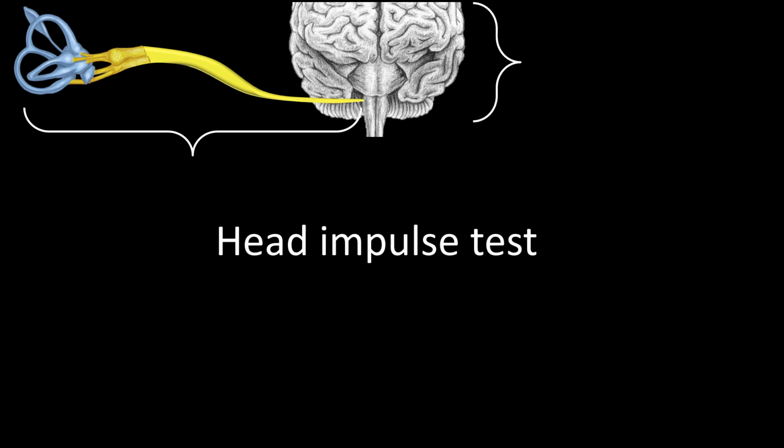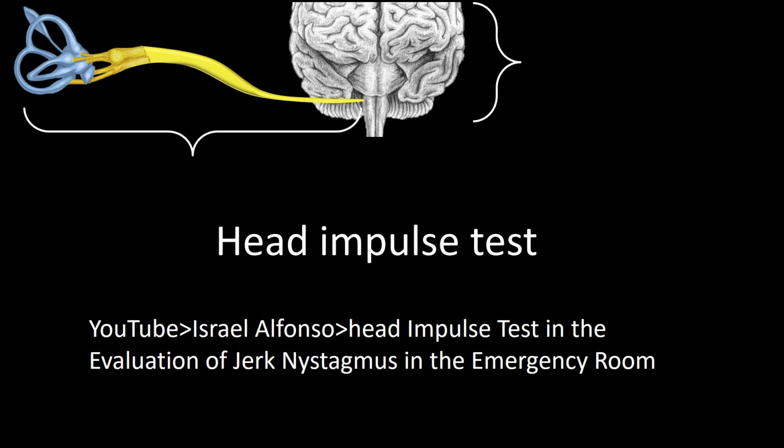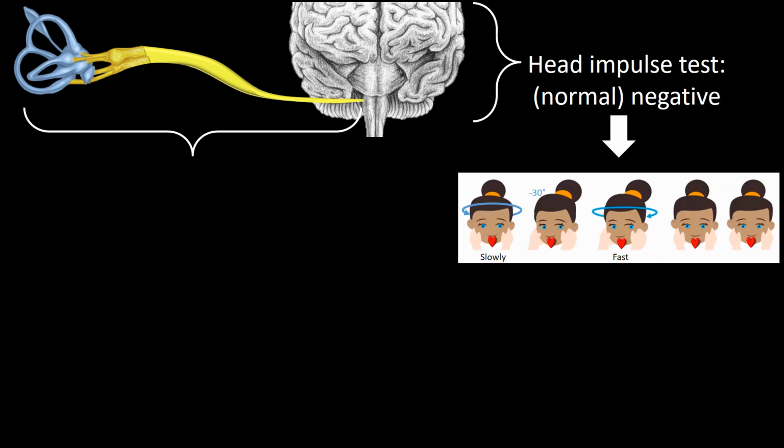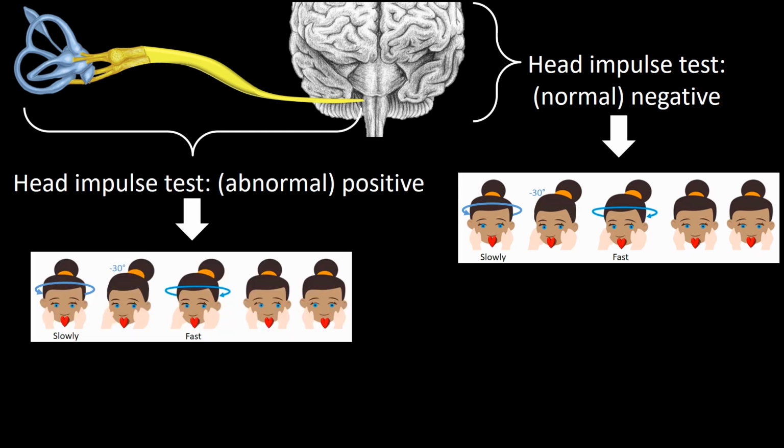Next, we will look at the head impulse test. A video in this channel talks about it. This test is often used in the ER to help distinguish peripheral from central nystagmus. So, a central origin should be suspected if the head impulse test is normal, that is, if there is no loss of focus during turning and no corrective saccade. On the other hand, peripheral origin of the nystagmus should be suspected with an abnormal result, when there is loss of focus during head motion followed by a corrective saccade.